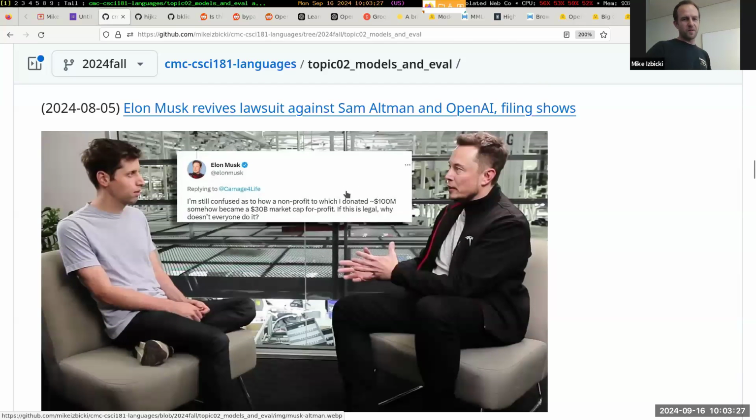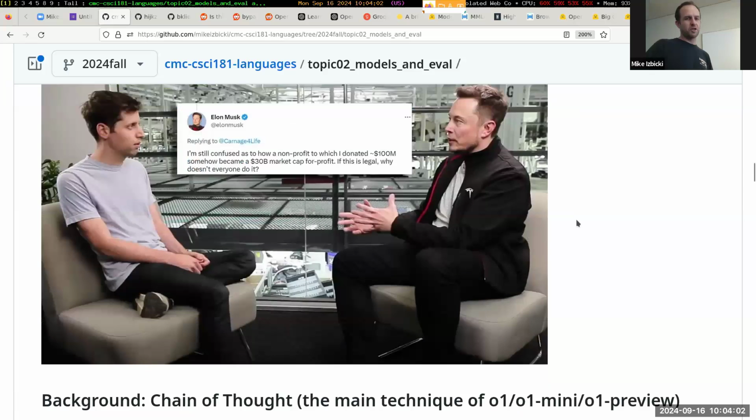But I think this quote is a good summary of what's going on. "I'm still confused as to how a nonprofit to which I donated $100 million somehow became a $30 billion market cap for-profit. If that's legal, to go from a nonprofit to a for-profit, why doesn't everyone do it?" I think there's a lot of people in the machine learning world, research-wise, who feel sort of betrayed by OpenAI that way. Well, it's a rhetorical question. And I think everybody agrees that what they did is probably legal in some sense, but whether it should be legal is really the bigger question.